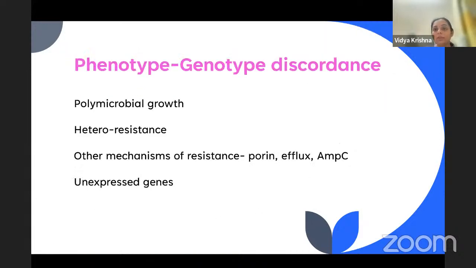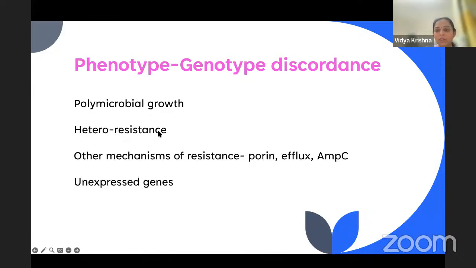The other thing I will briefly touch upon is phenotype-gene discordance. Sometimes when you do a CARBA-R, you find a gene, but the sensitivity does not show resistance. It is a sensitive bug. Or it's the other way around. You will sometimes have resistance on the phenotype, but the gene will not be picked up. So what are the possible mechanisms? Sometimes you have a polymicrobial growth. When you have a polymicrobial growth, generally the genetic tests are not good. It might pick up one colony, and it might not pick up the other bug. So that is one reason.